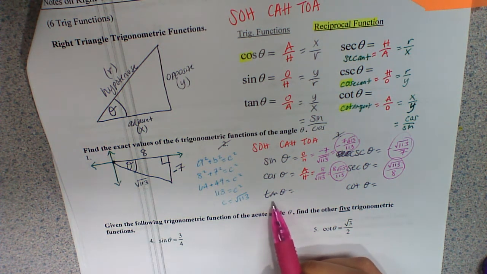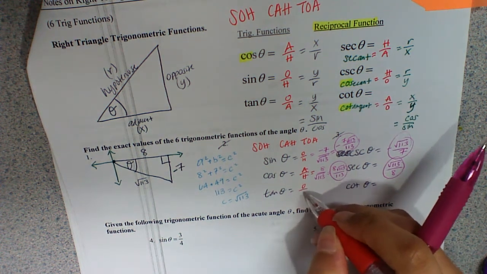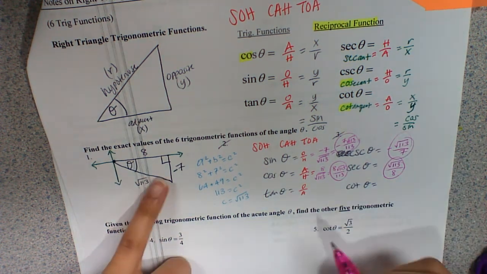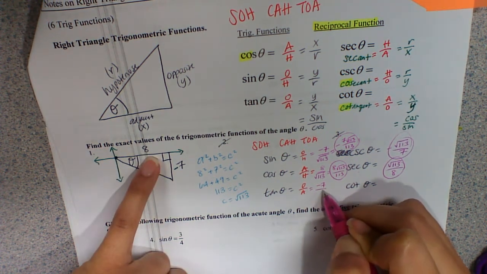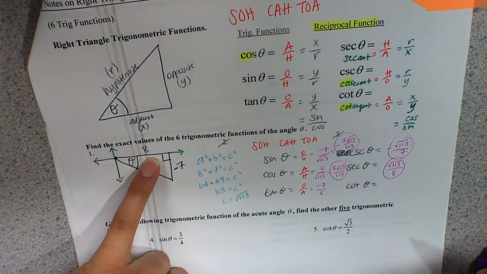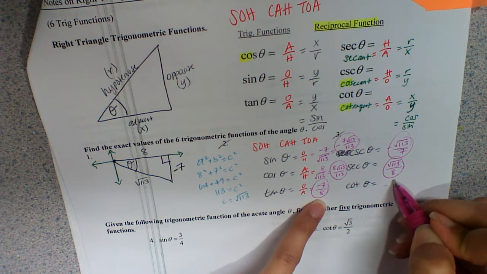Okay, and the last pair, so tangent is opposite over adjacent. In this case, opposite is -7, adjacent is 8, and I can't simplify it, so I'll go ahead and leave it like that. And cotangent, its reciprocal, is simply going to be 8 over -7. There you go.